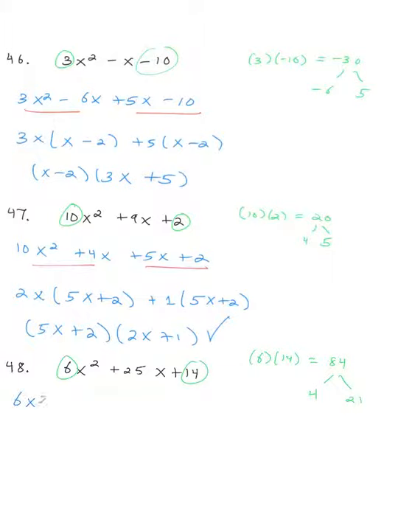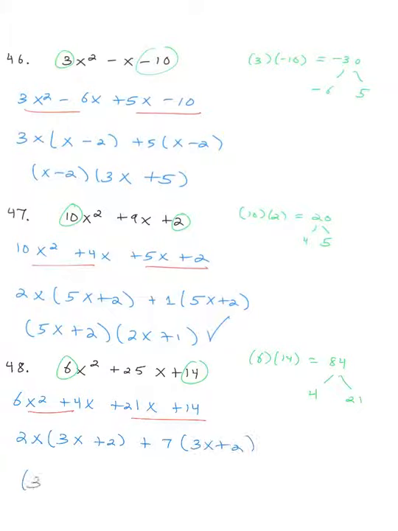That means we have 6x squared plus 4x plus 21x plus 14. Looking at the greatest common factor between the first and last two terms, I can take out 2x, leaving 3x plus 2 left over. I can take out 7, and again I get 3x plus 2 left over. Factoring out the 3x plus 2 gives me 2x plus 7.